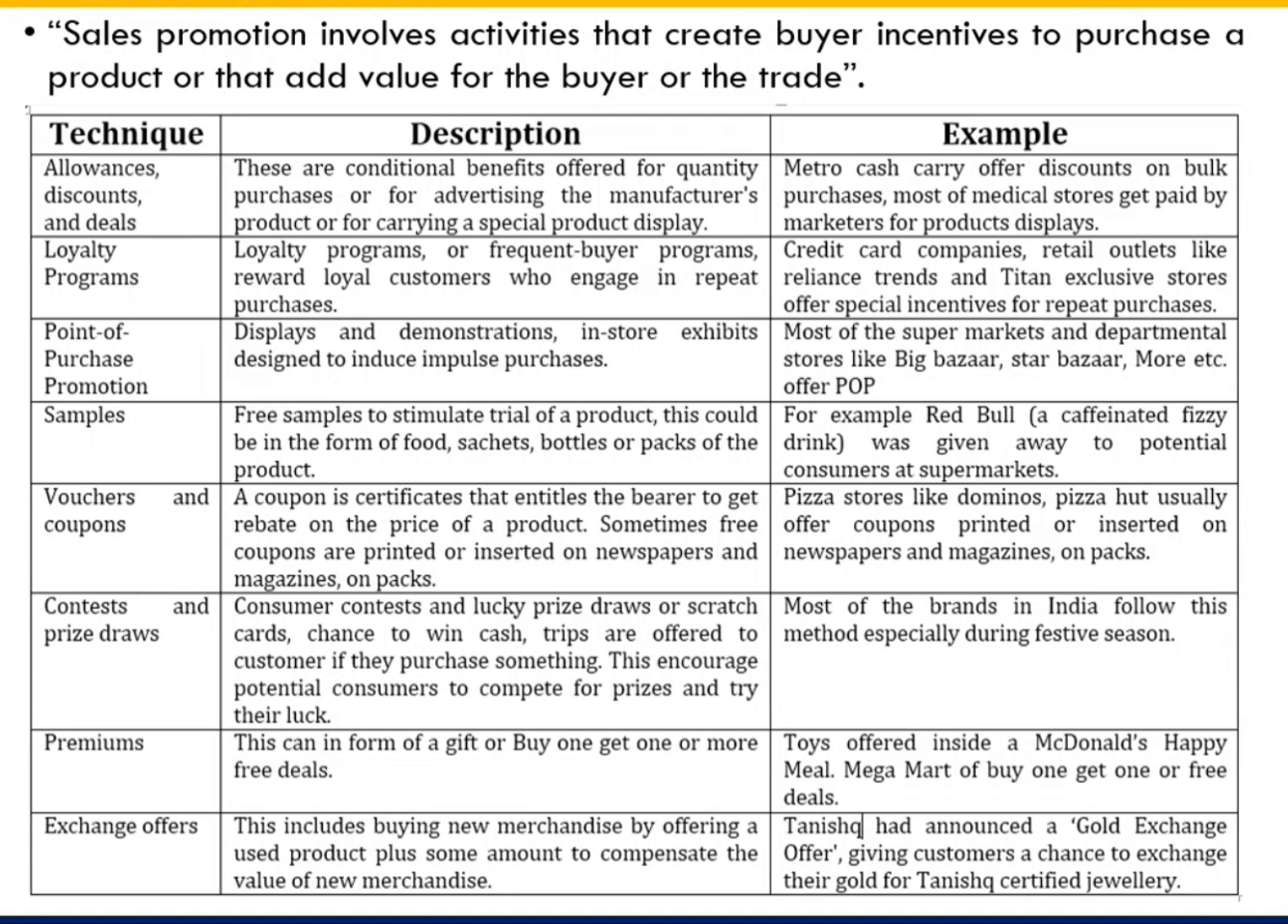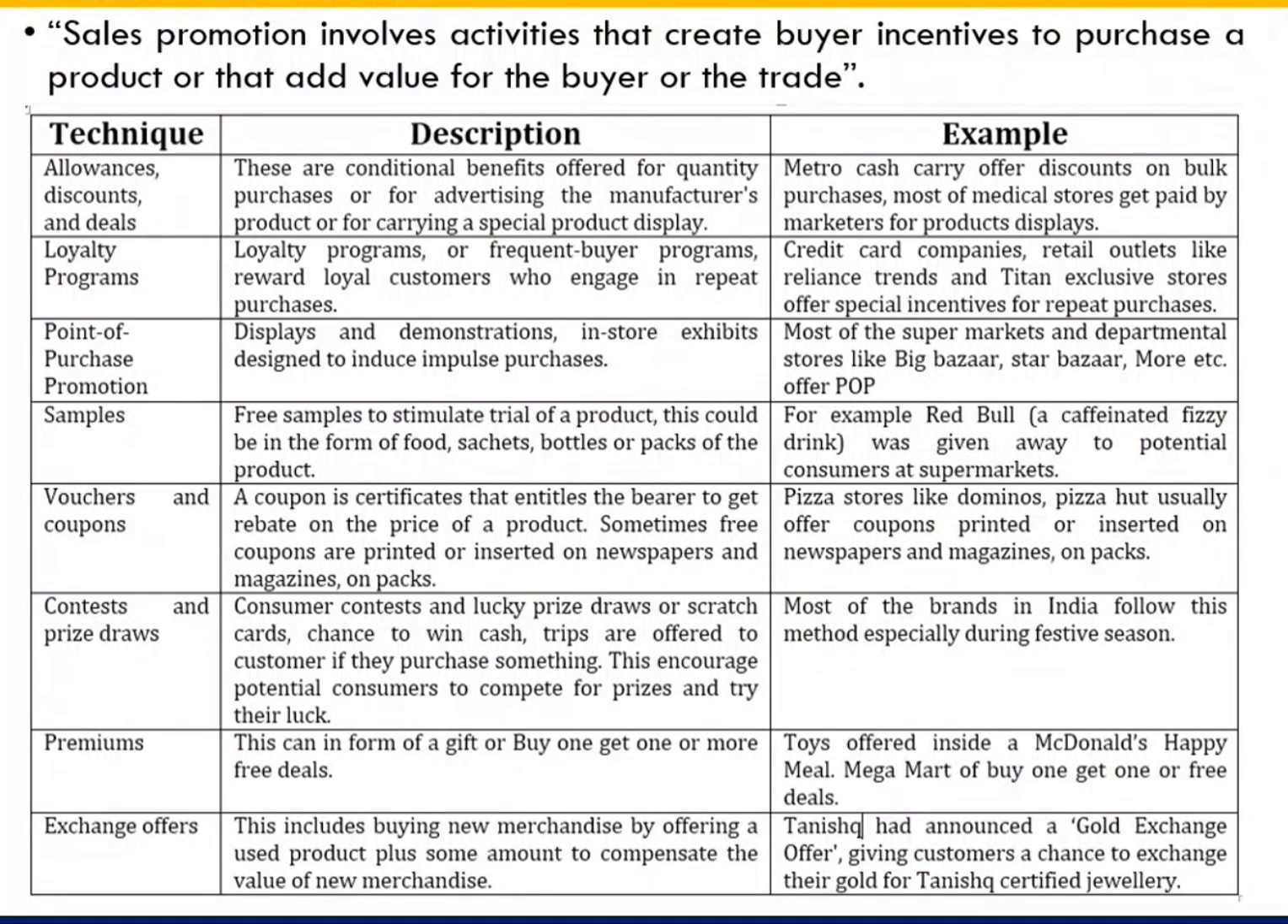Sometimes samples are also given. So in case you really like the sample, then immediately you will buy the product. Free samples can be in the form of small sachets or small bottles. Vouchers and coupons: this is something again which is very popular. There are many websites that promote these kinds of vouchers and coupons. So you get discount coupons, you get gift vouchers, which you can redeem, right?